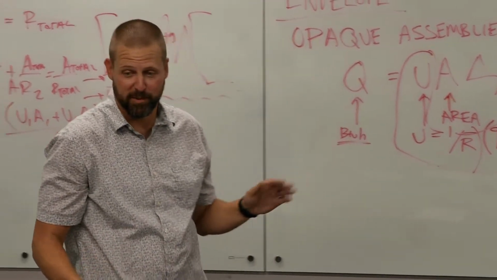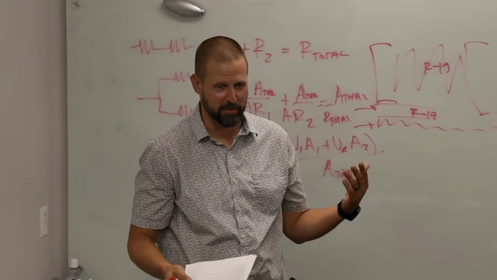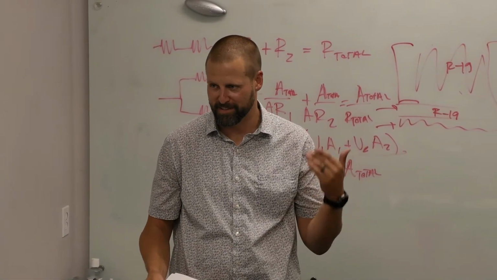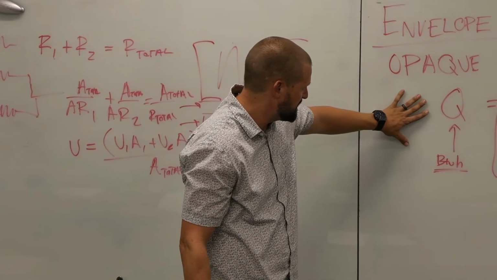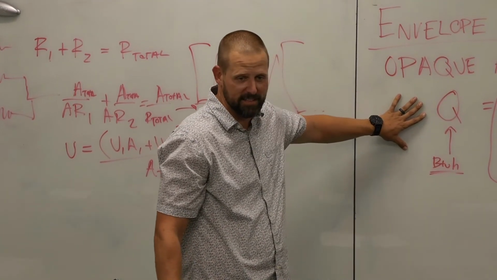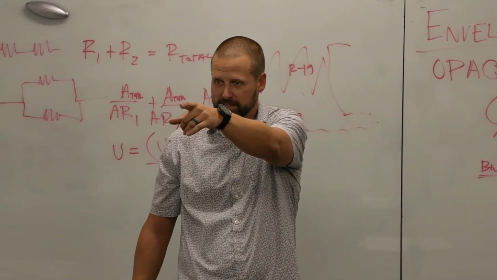Okay, windows are similar, except what's different about windows? You can see through them, they let in the sun. So this is conduction for opaque assemblies. They're only going to see conduction, whereas windows, yes?